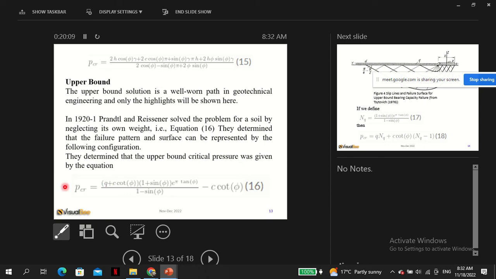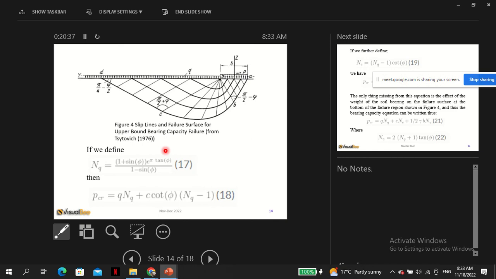So the upper bound solution here is glossed over quite a bit, but I've said that you need to understand the logic more than the formulas themselves. The point here is that you need to understand the concept of what the upper bound and the lower bound are, rather than the formula. So they determined the upper bound critical pressure by the equation shown. This is the assumed slip pattern by Prandtl and Reissner.